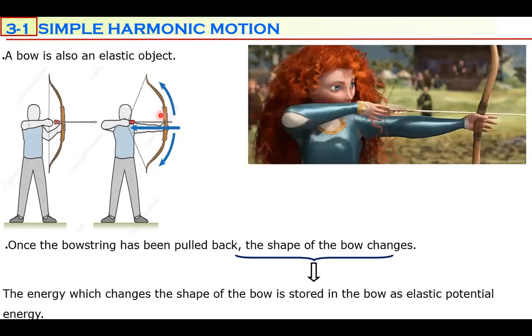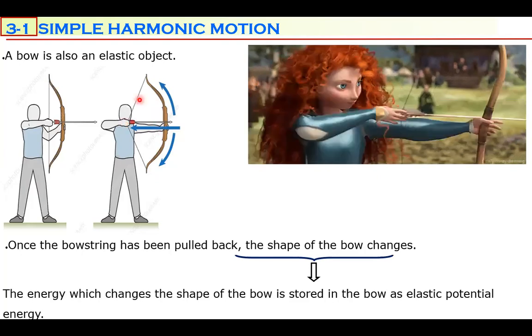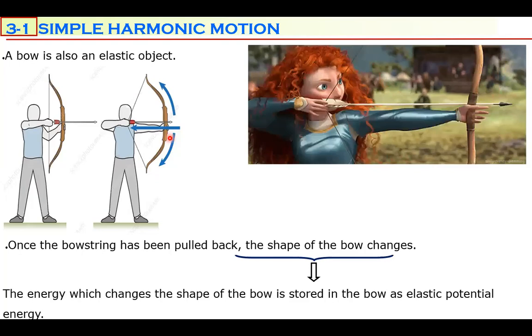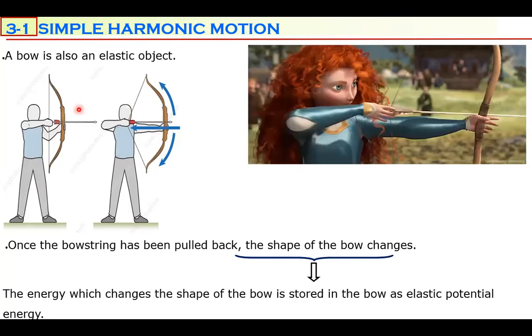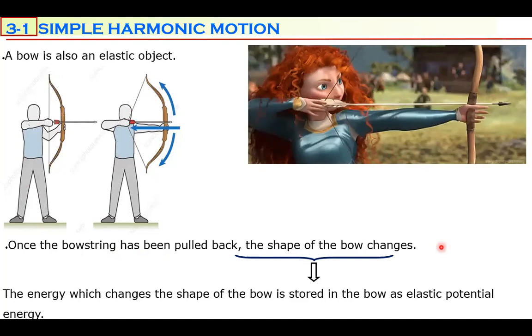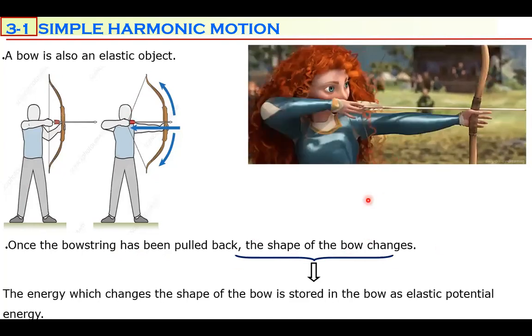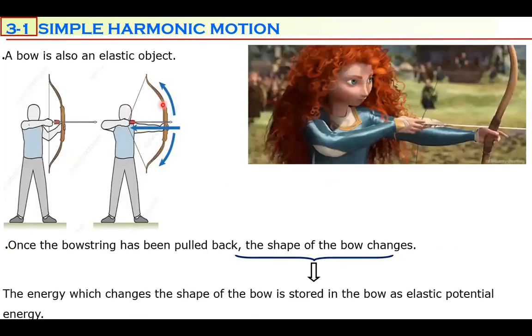So a bow is also an elastic object because when you pull the string by some force, this bow changes its shape. As soon as you release the string, the bow takes the original shape again. So once the bowstring is pulled back, the shape of the bow changes. It is similar to pulling the spring. When you pull the spring, you are changing the shape. It becomes longer, and you are deforming the spring. But when you release it, it takes its original shape again, elasticity. So this bow is also the same.